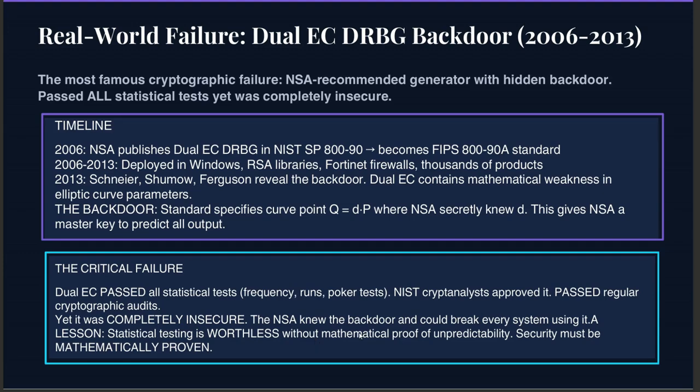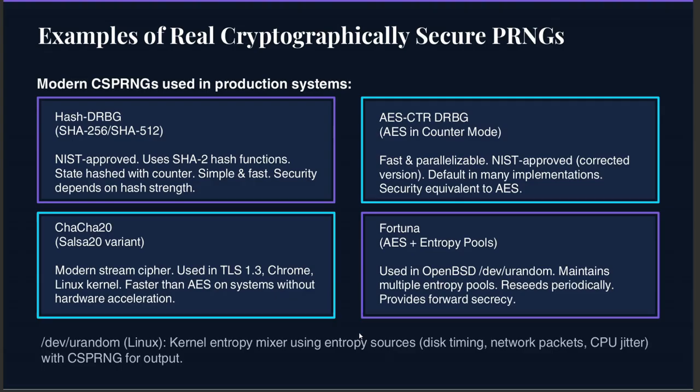This event changed modern cryptography permanently because it proved beyond a doubt that statistical tests alone are insufficient. Only a transparent mathematical security proof can be trusted. This is why modern cryptographers strongly prefer open analysis, peer review, provable construction, and publicly verifiable parameters. The Dual EC incident is one of the greatest lessons in security engineering.